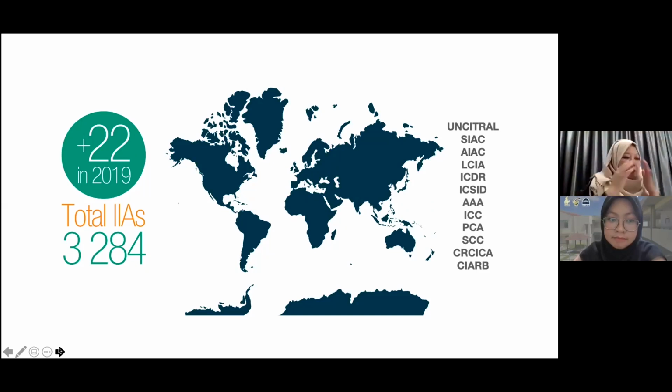Right, so to give you some idea of how huge the area of international investment law is, this one involves the whole globe. In the span of only 50 plus years, you can already see by the year 2019, the total number of international investment agreements is 3,284. You can imagine that, that's a lot.